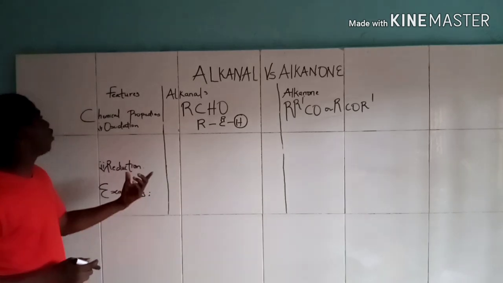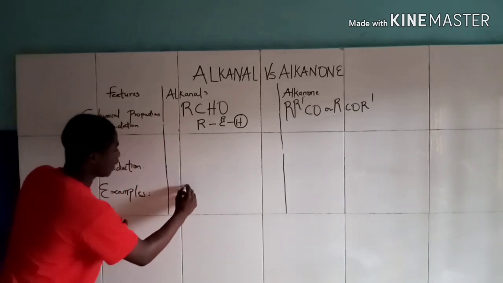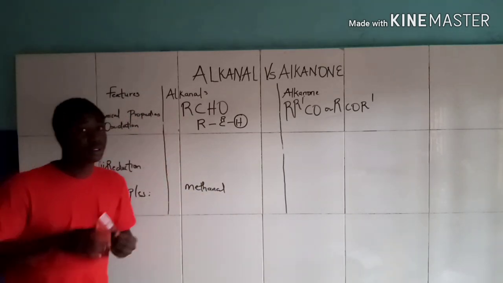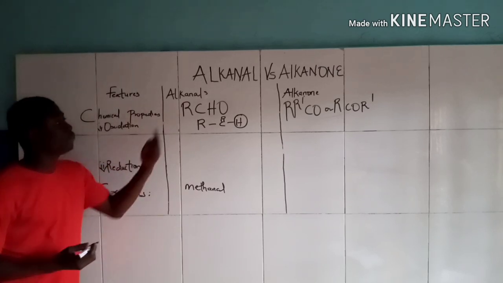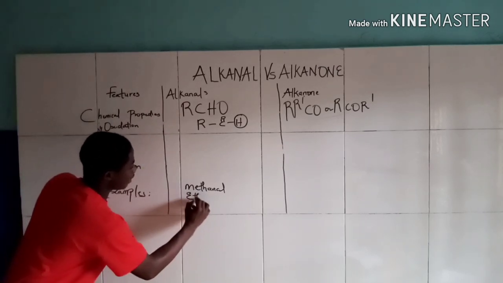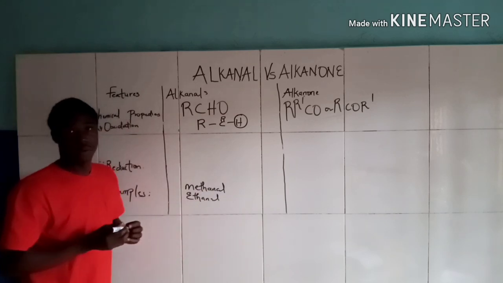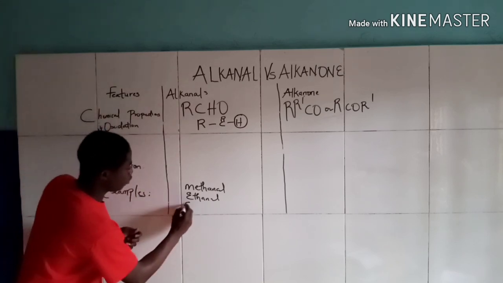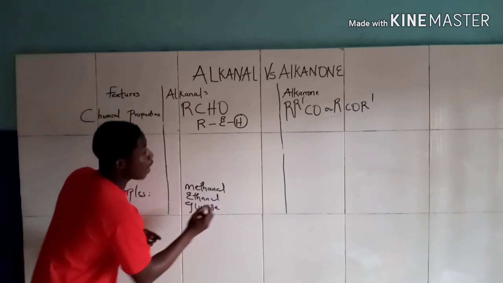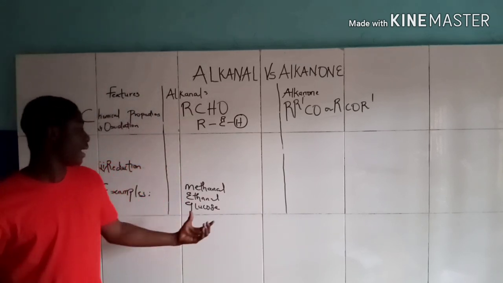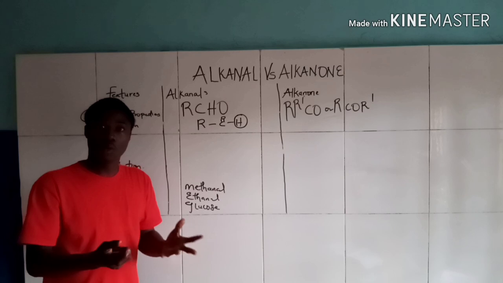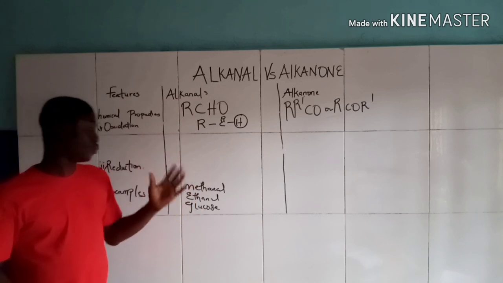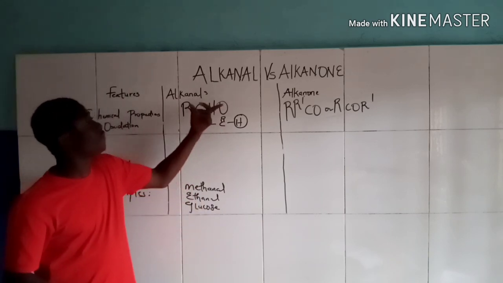Now, examples of alkanals is the methanal. Methanal, which is the first member of the alkanals, also called aldehydes. Another example of the alkanal can be ethanal, the second member of the alkanals. Another example of the alkanal can be glucose. Glucose is an alkanal. It's an aldose sugar. Glucose is an aldose sugar, that's why it's an alkanal. When we draw the structure of glucose, you see that glucose has the functional group of alkanals.